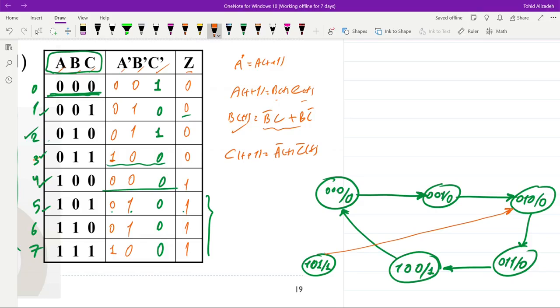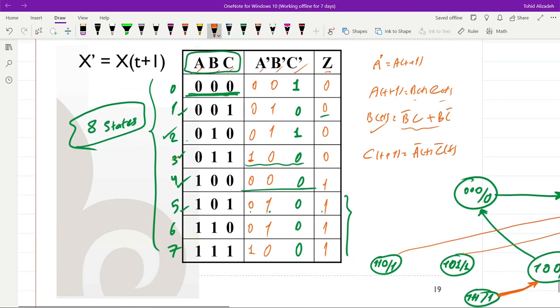Then if we are in 1, 1, 0, the output will be equal to 1, and the next state is 0, 1, 0. So again here. And finally, if we are in state 1, 1, 1, the output is equal to 1, and the next state is 1, 0, 0. So 1, 0, 0 will be the next state. And we have no inputs in this case.